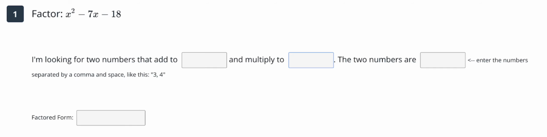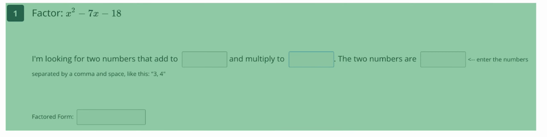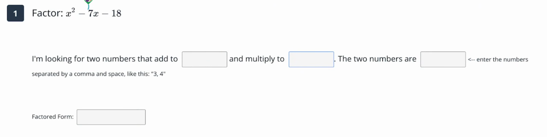In this problem, I'm asked to factor x squared minus 7x minus 18. So what I do first is I'm always looking for two numbers that add to this number. In this case, I'm looking for two numbers that add to negative 7, and that multiply always to this number, multiply to negative 18. Okay, so I'm looking for two numbers that add to negative 7 and multiply to negative 18.